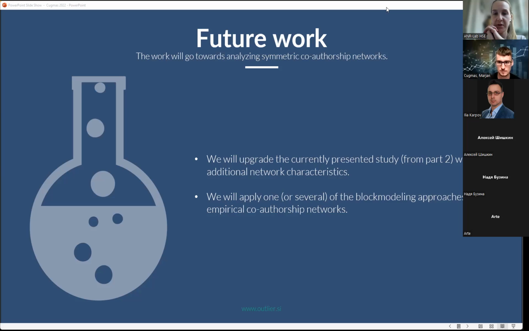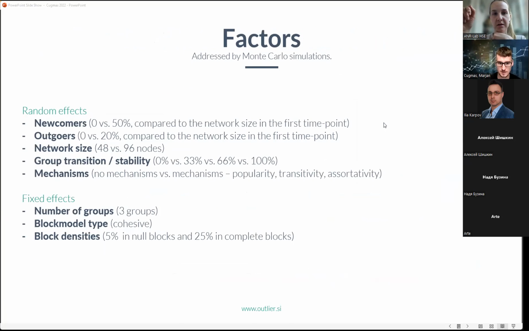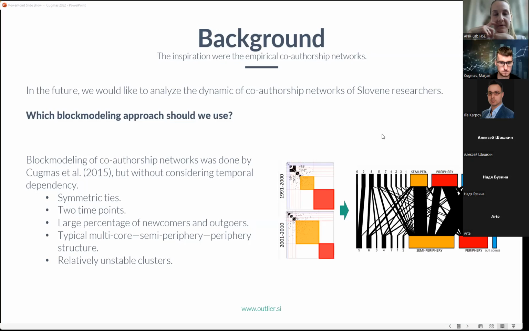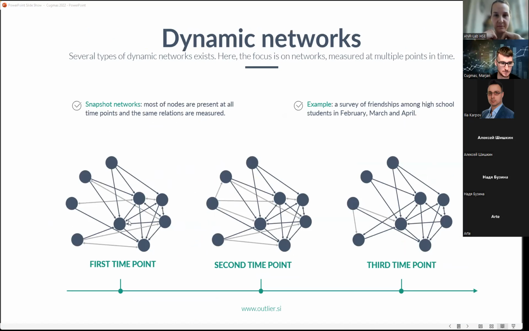Considering your analysis of co-authorship networks, you said that the first analysis was done without considering temporal dependency. Can you say again what exactly it means, that they didn't consider the connections between the same nodes in time, in both networks? Yes. So, for example, let us assume that this is a co-authorship network. We have networks for different time points, and we can first block model this network, then this network, and then this network.